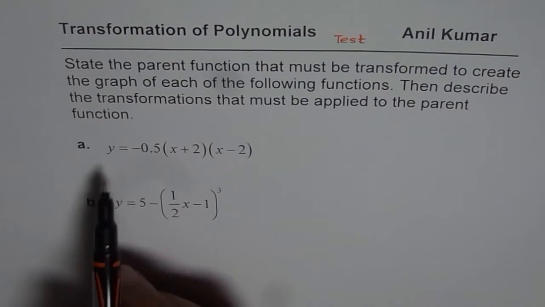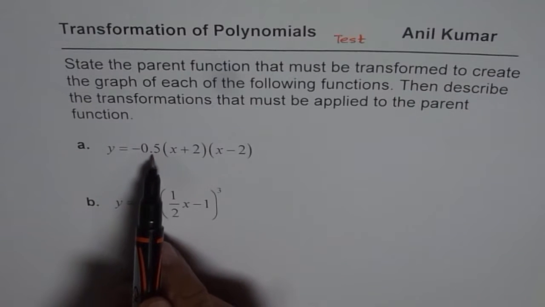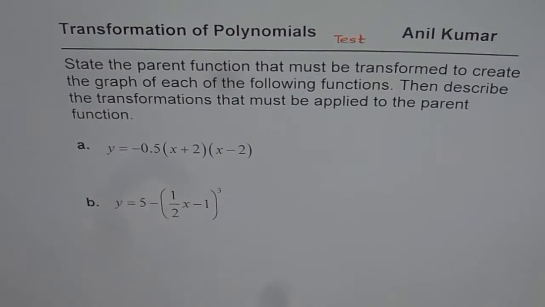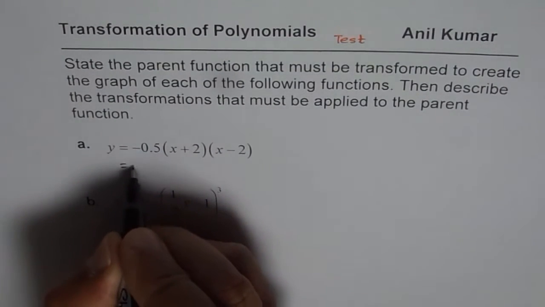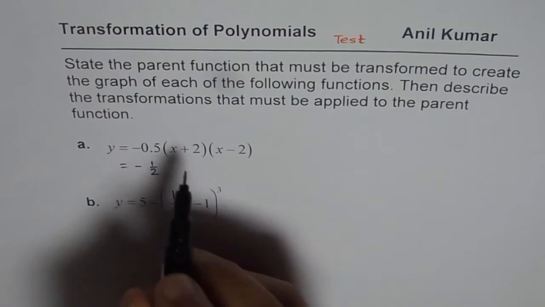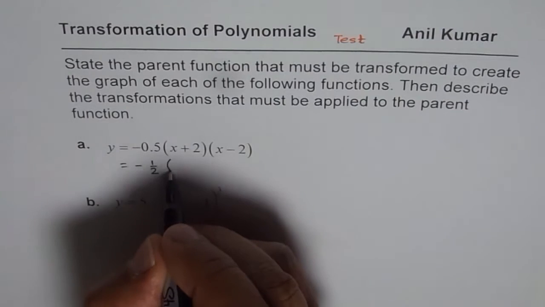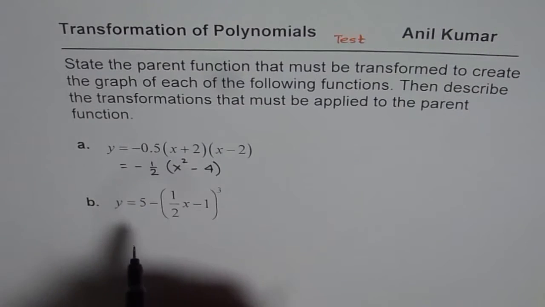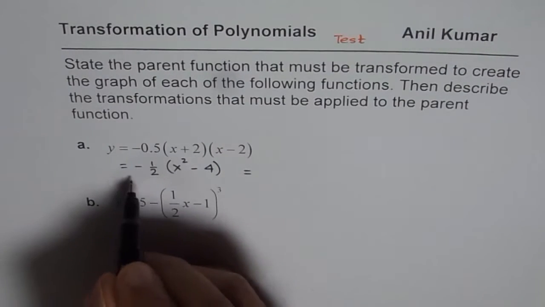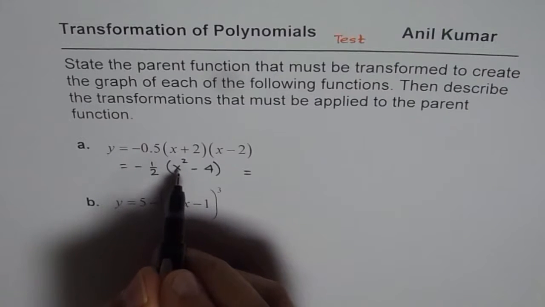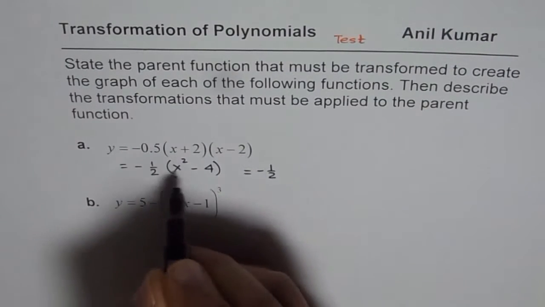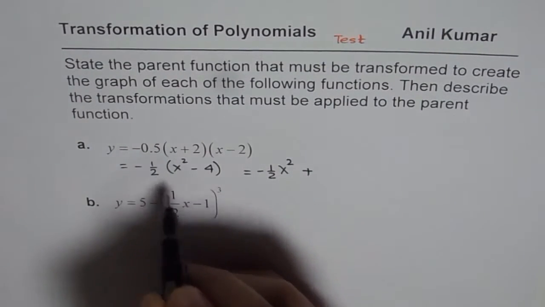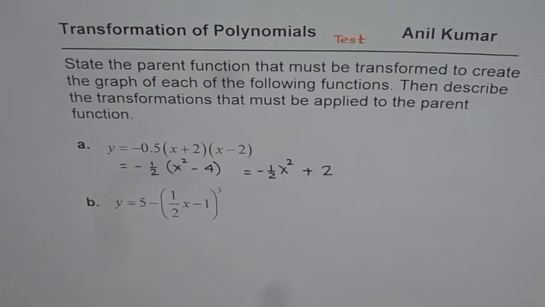Part A is y equals minus 0.5, which is half, times (x plus 2)(x minus 2). Now I'll prefer to rewrite this function as minus 0.5, which is half, times (x plus 2)(x minus 2), which is x squared minus 4. Now we can open this up. If I apply the distributive property, we get minus half x squared, and when you multiply minus with minus it becomes plus, and half of 4 is 2. So we get this particular function.